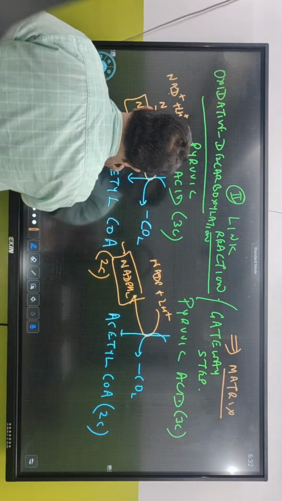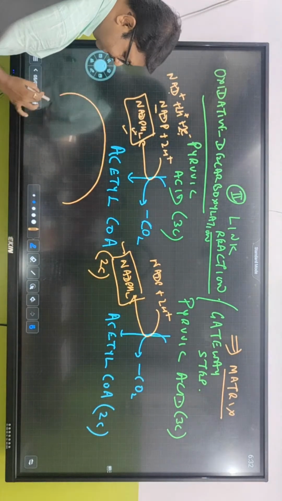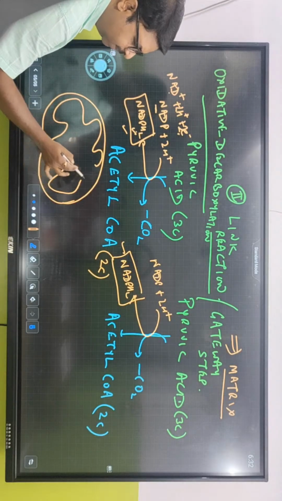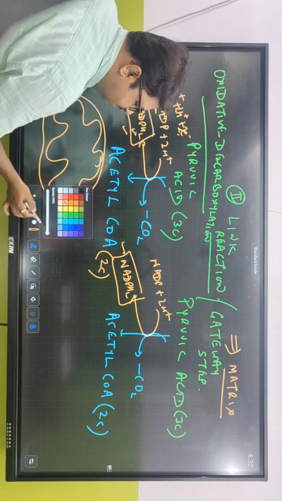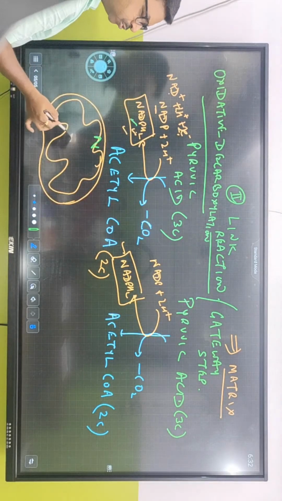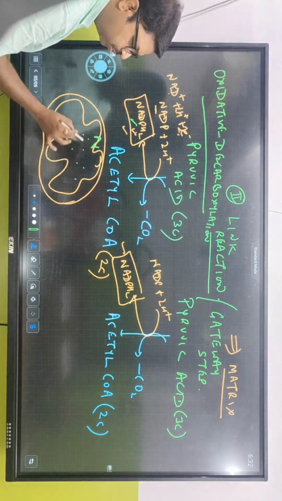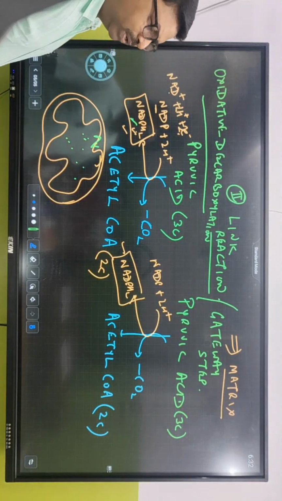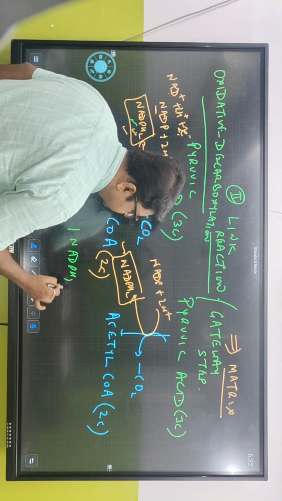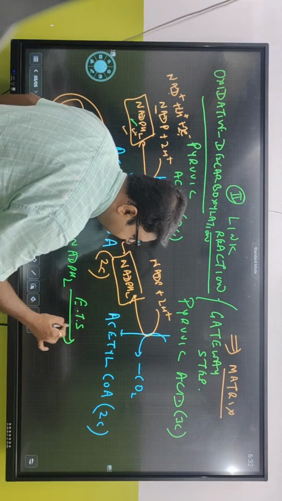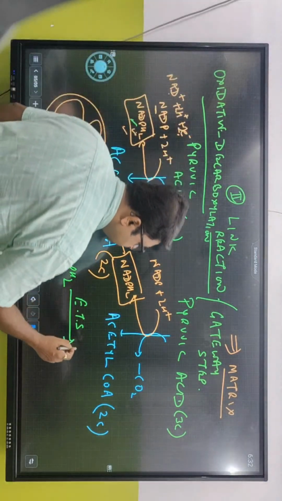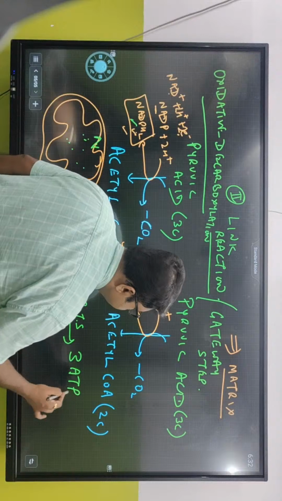And tell me, where will NADPH2 go? In the ETS. If this is mitochondria, and if this is the mitochondrial inner membrane, so electron transfer system is situated where? On the inner membrane. This NADPH2 will go to the bank. What is the name of the bank? 1 NADPH2 gets inside the bank, and the name of the bank is electron transport system. And how many ATP being formed? 3 ATP.